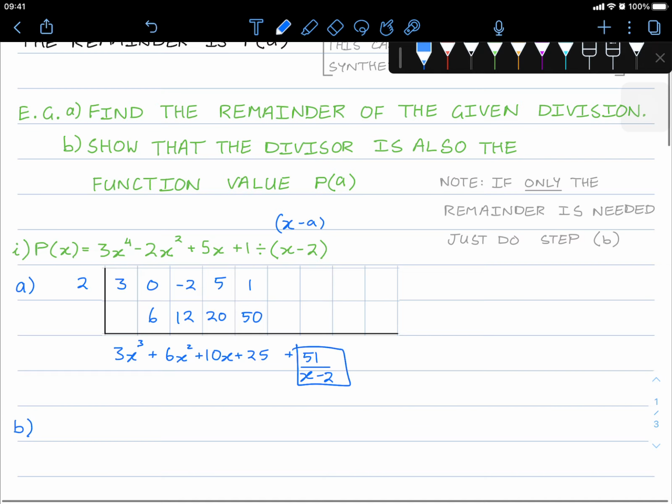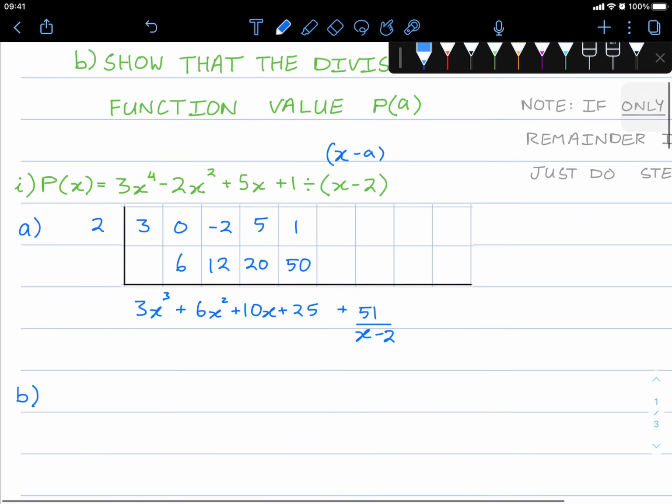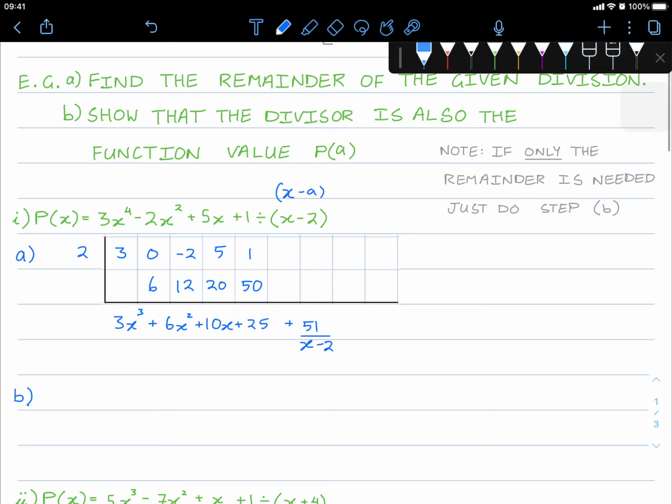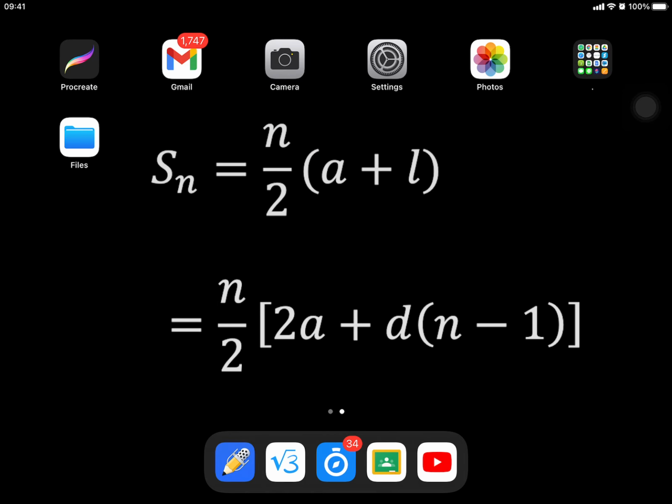So that is our remainder, but we can very quickly find just the remainder. Now remember, this shows us the entire quotient and remainder. If we only need the remainder, we can simply just go p of 2, and I can show you using the calculator.